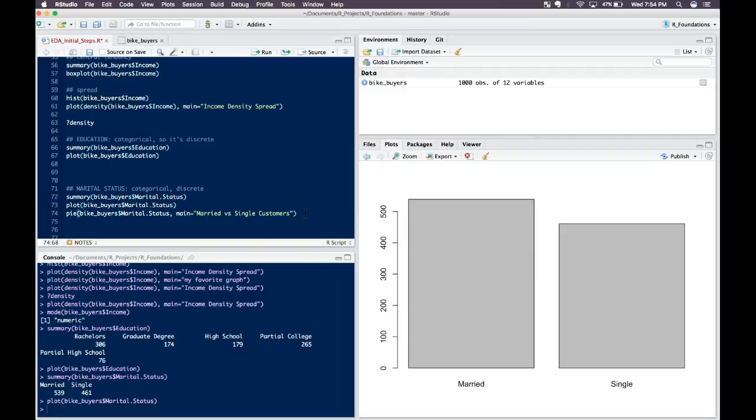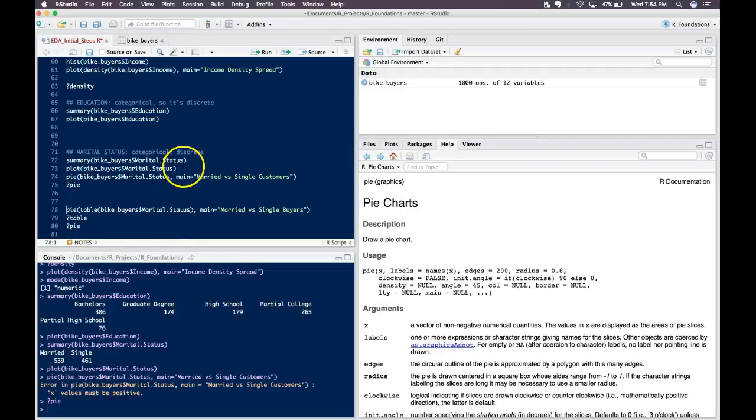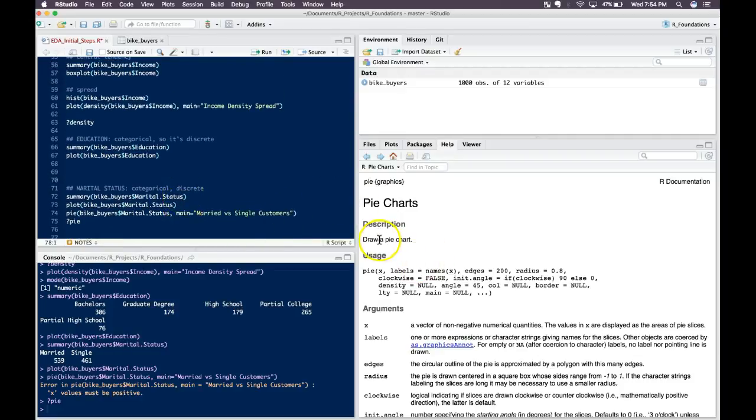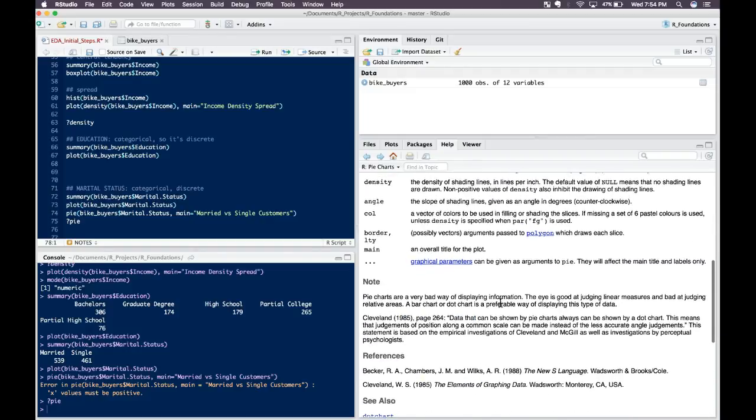So let's use pie. And then right away we see error in pie. X values must be positive. Now why is that? Well, let's look at the documentation and see if we can find anything. Draw a pie chart, vector of non-negative numeric quantities. So it doesn't really explain very explicitly. It might somewhere.